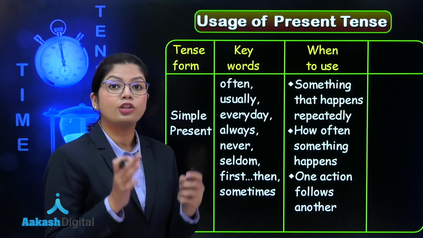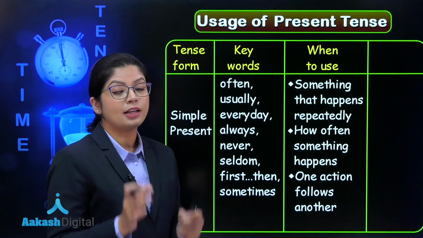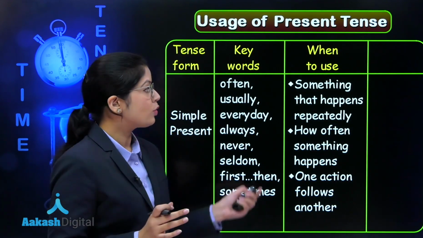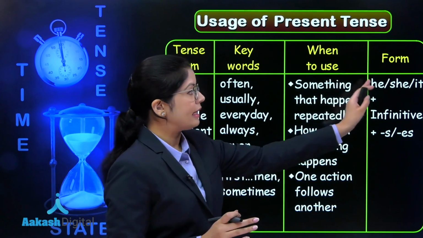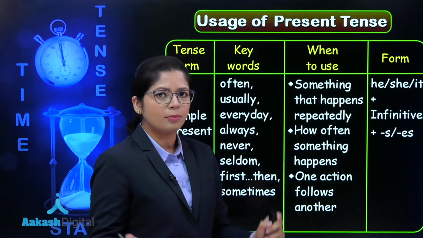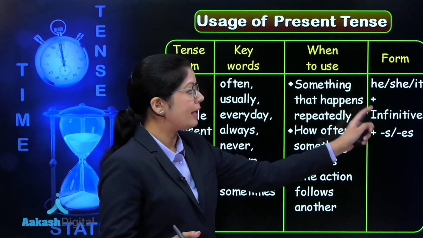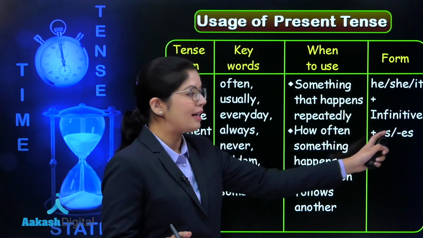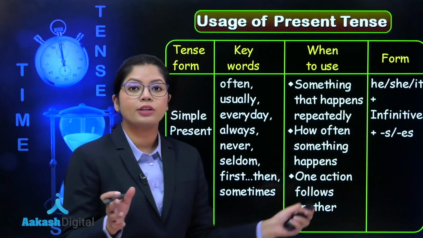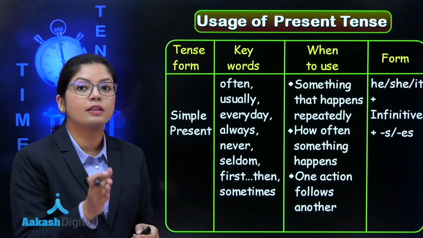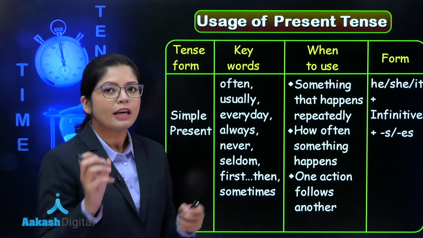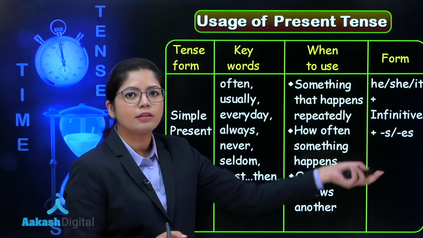Now you really can't jump to using simple present tense unless you're aware of the form of it, right? So when I look at the form of the verb or the tense usage, it says he, she, it or any other subject that the sentence has, combined with infinitive form plus S or ES. Now S or ES is only specifically mentioned for singular subject. We have covered this in our understanding of verbs. If it's a plural subject, I only use infinitive form.